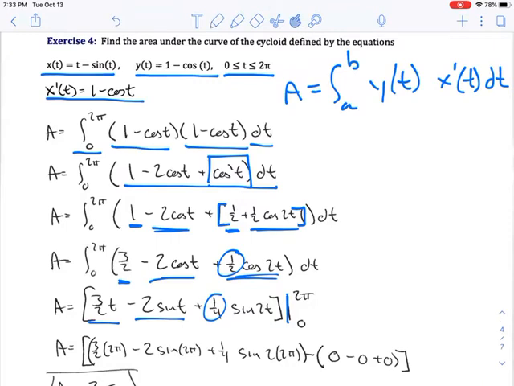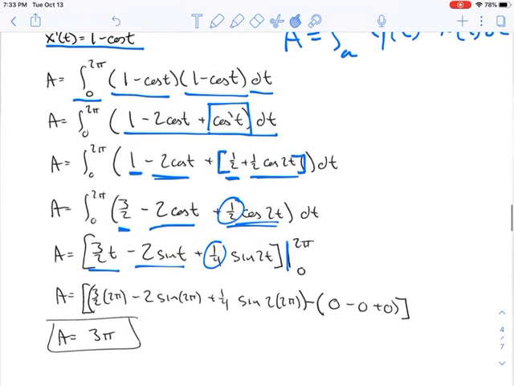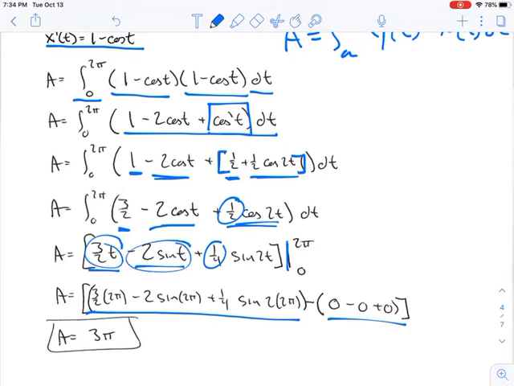So now it's just a matter of substituting in our values. Substituting in the 2 pi here, and substituting in the 0, we end up with 0 for the first term. Sine of 0 is 0, and the sine of 2 times 0 is 0, so we get all zeros here. And going through and doing the math, we end up with the area equal to 3 pi.